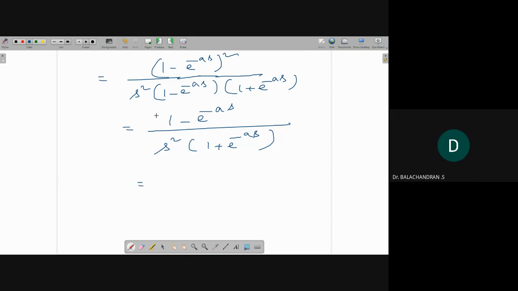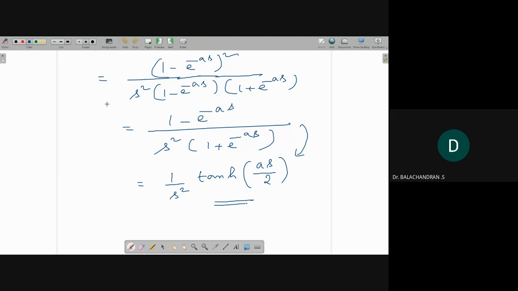So K by S, but here we have 1 by S square, the same idea. So that's why I don't want to do it. You should try and get the answer 1 by S square tan H AS by 2. If I do every problem, you will not try. So you should do some work. From this step to this step, we should refer to the problems.